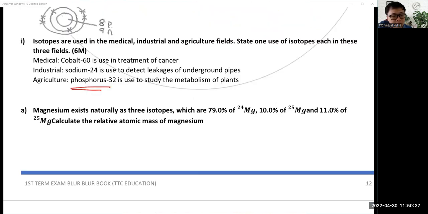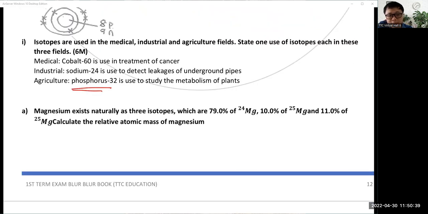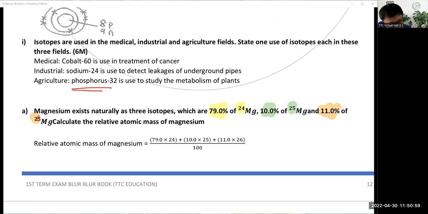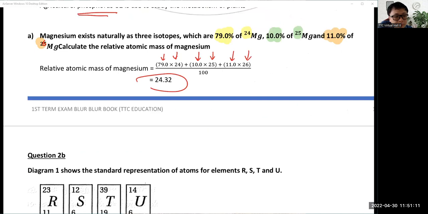Then after that, they'll ask you to find the relative atomic mass for magnesium. So what happened here is 79% of magnesium-24, then 10% of magnesium-25, then 11% of magnesium-26. This one has some typo here. So how we calculate is very simple. We just take the average: 79% times 24, 10% times 25, 11% times 26, divided by 100. You get the average mass. This is a very simple calculation.